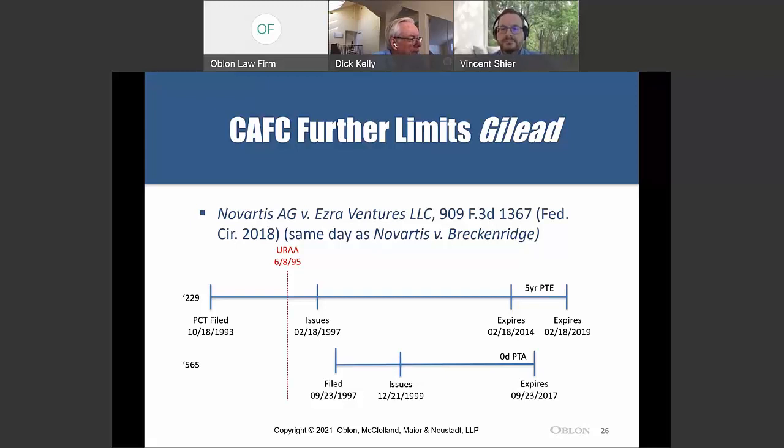Well, I think what you do when you're looking at this is you're looking at what is the subject matter of each of the patents and which is the one that's going to get the longest PTE.